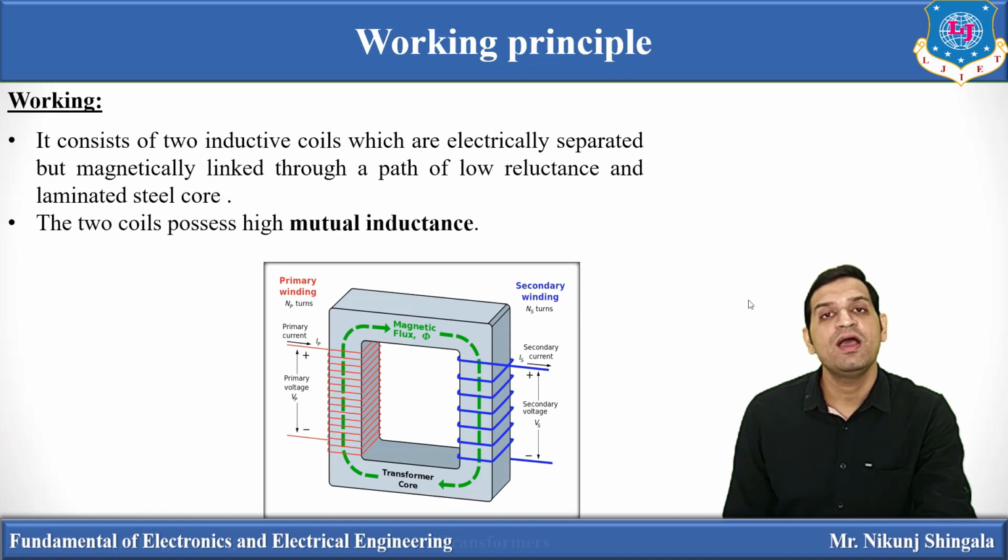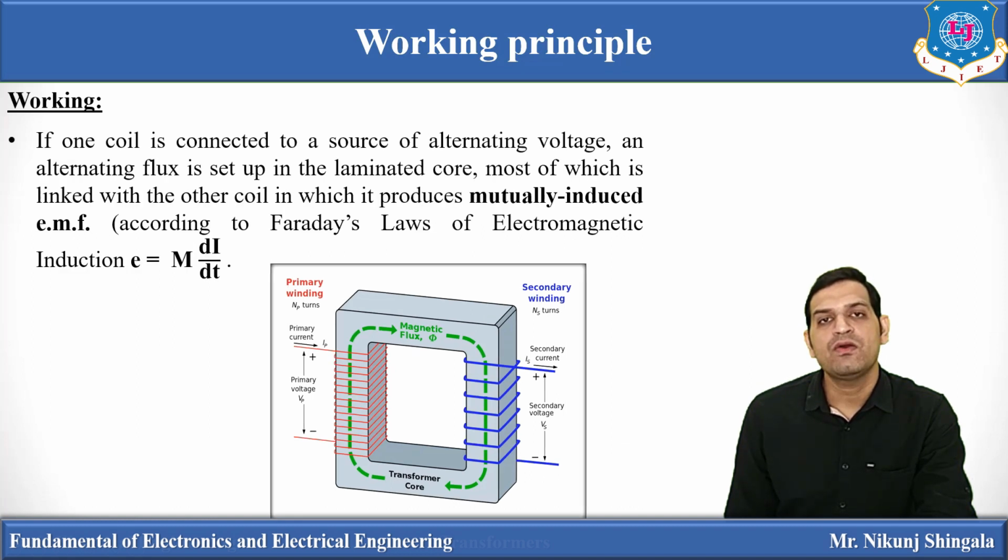Now the coils have high mutual inductance. If one coil is connected to the alternating voltage, alternating flux will be produced in that coil, and because of the alternating flux, EMF gets induced in that coil. It is known as a self-induced EMF. Now this flux flows through the magnetic path, that is the core, and most of the flux generated in one coil gets linked with the other coil. So because of Faraday's law of electromagnetic induction, EMF gets induced in the other coil, which is known as a mutually induced EMF, given by M dI/dt.